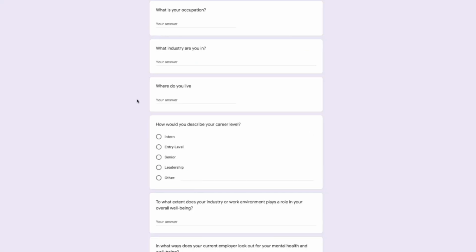So here's the actual form that I blasted to a bunch of Facebook groups and Slack groups that I'm in. So this top half is more demographic information, right? Like what is your occupation? What's your industry? Where do you live?